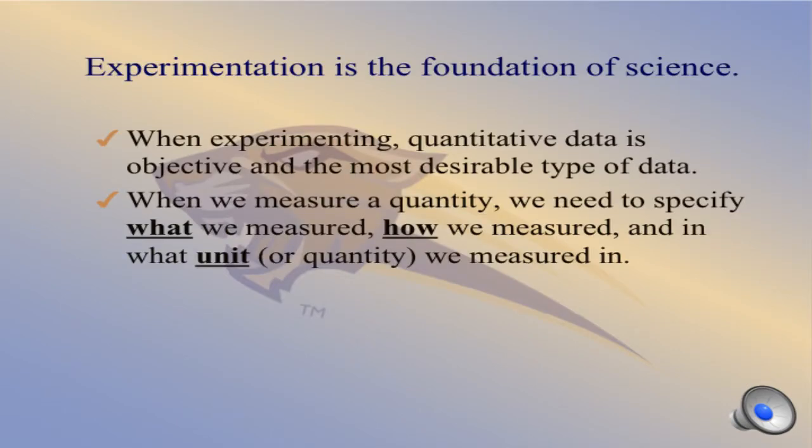We've started to explore that the fundamental thing in science is experiment. And it's really important when we're experimenting that we're taking quantitative data, which is one of our vocabulary words, because it's the most objective, and because of that, it's the most desirable type of data. So when we measure a quantity, we need to specify what we measured, how we measured, and in what unit or quantity we measured in.